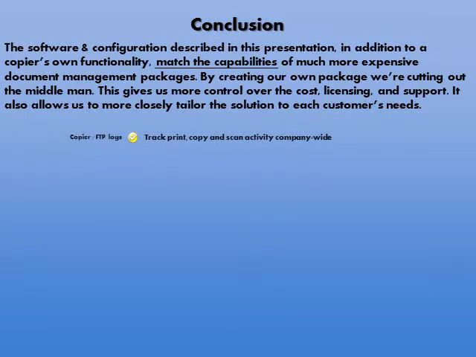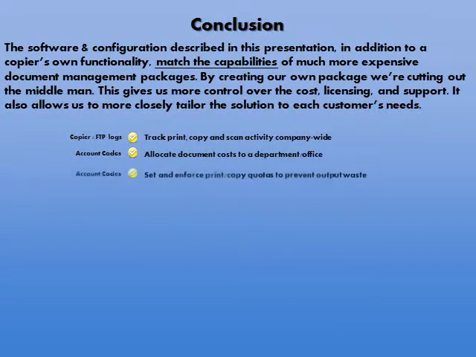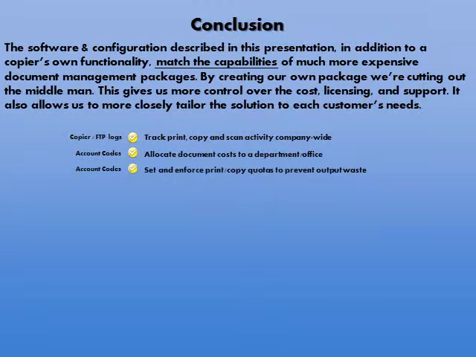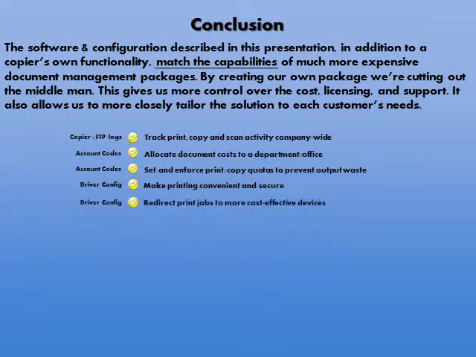Tracking printing, copying, and scanning activity company-wide can easily be done with the copier's logs and the FTP server's logs. Allocating document costs to a department or office is easily done with the copier's account codes. Enforcement of the print and copy quotas can be done with account codes. Making printing convenient and secure can be done with the driver configuration. Making print jobs more cost-effective would be done by setting the defaults in the print drivers. And creating useful reports, again, would be done with the copier and FTP server logs.